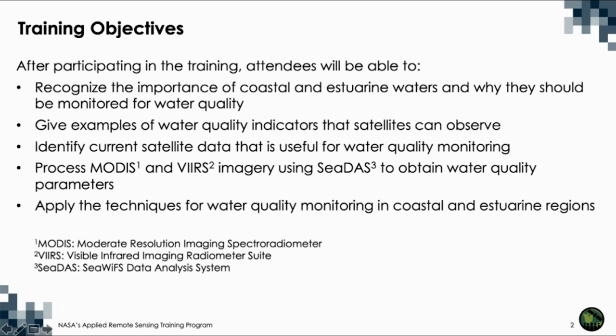Note that MODIS and VIIRS are both sensors. MODIS is the Moderate Resolution Imaging Spectroradiometer that has been flying since early 2000 and has provided water quality monitoring capabilities since then. Now MODIS is near the end of its mission, but it is important to continue these observations. That's why VIIRS, the Visible Infrared Imaging Radiometer Suite, first launched in 2011, is important. Even after MODIS ends, VIIRS will continue to provide similar water quality parameters at comparable resolution to extend the time series started by MODIS.